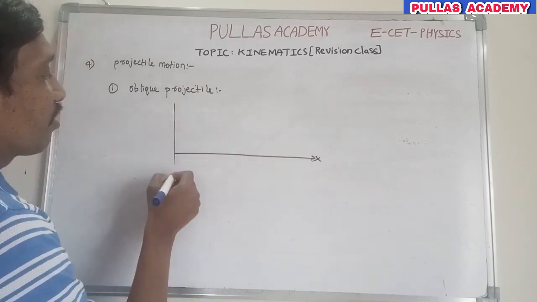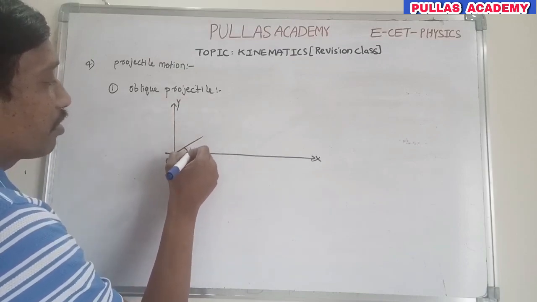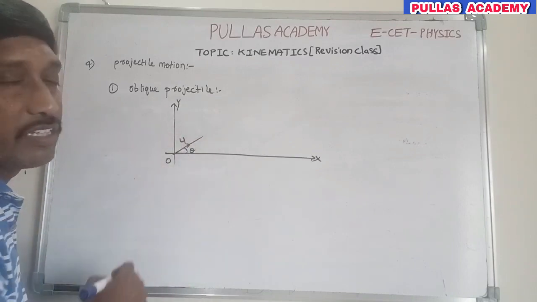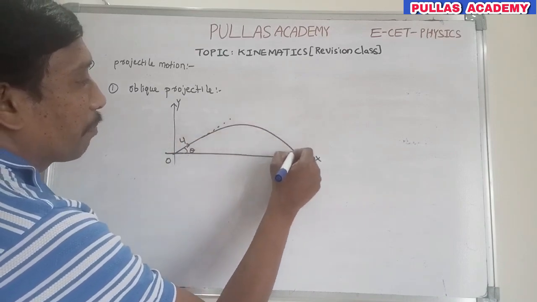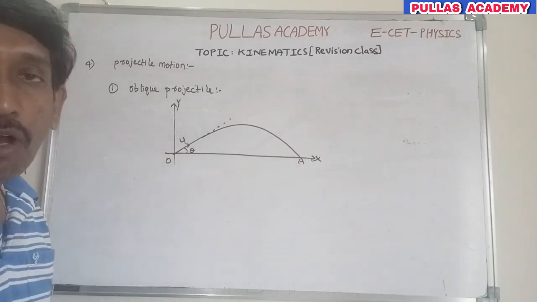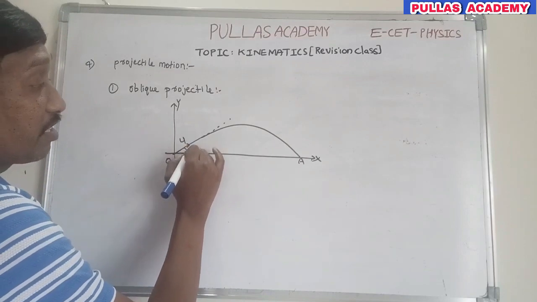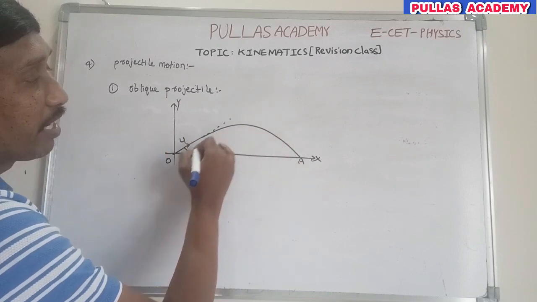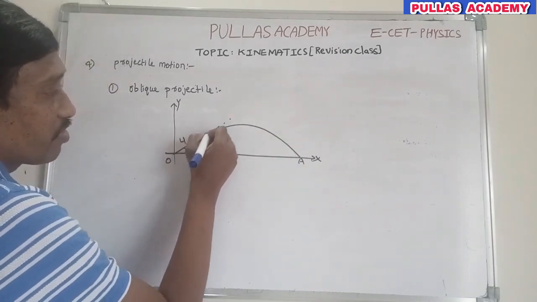This x-axis is the horizontal direction. The y-axis is the vertical direction. When any object is projected with velocity u at an angle theta with the horizontal, it moves along a parabola and reaches the ground. That's all. This is called an oblique projectile. Since it moves along a parabola, it is called a projectile.